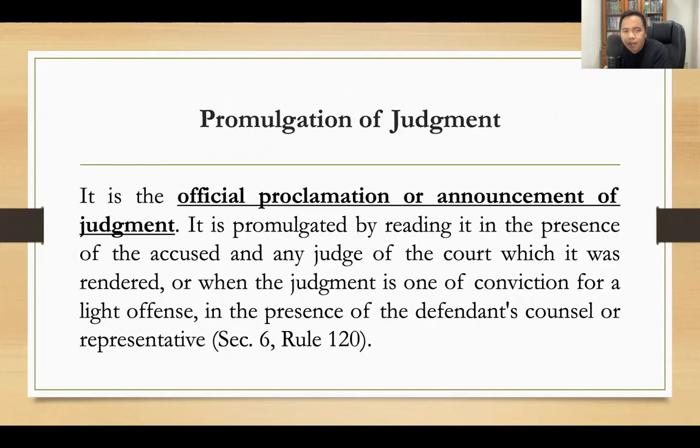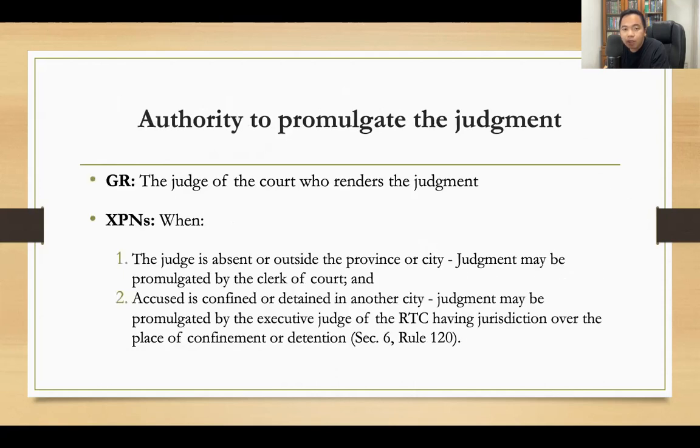Now, what do we mean when we say promulgation of judgment? This is the reading of the official proclamation or pronouncement of the judgment of the court. This is done by reading it in the presence of the accused and any judge of the court which rendered it, or when the judgment is one of conviction for a light offense, in the presence of the accused's counsel or a representative. So who has the authority to promulgate the judgment?